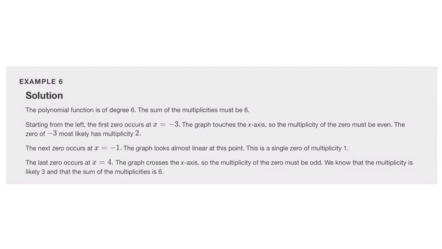So that's fine. All right, so we could have taken it a step further and said that the first multiplicity was 2, since it's some even number, and it's most likely 2. And then the second one, I think we got that one because it crossed the x-axis and it was almost linear. So that one had a single zero of multiplicity 1. And then since they have to total 6 and the last one is some odd number other than 1, the last one had a multiplicity of 3.